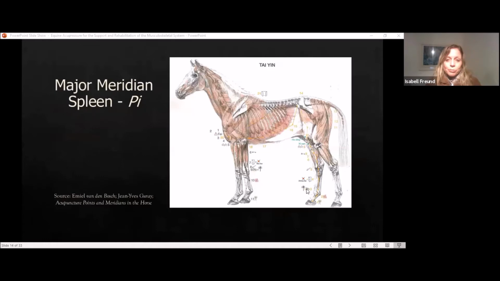So here we have the flow of the major spleen meridian. It starts here, caudomedial on the coronary band, and runs up the leg, turns inward, and then here runs forward and goes back here and ends with spleen 21. That's the meridian.